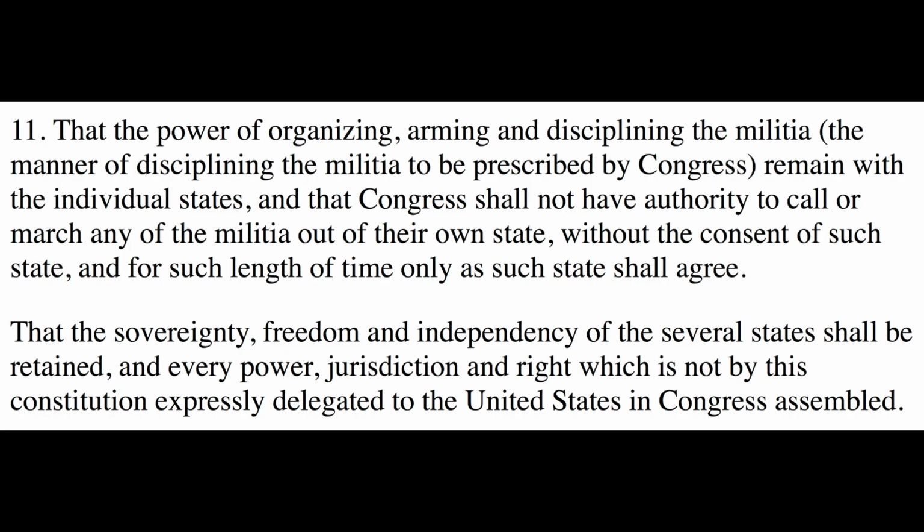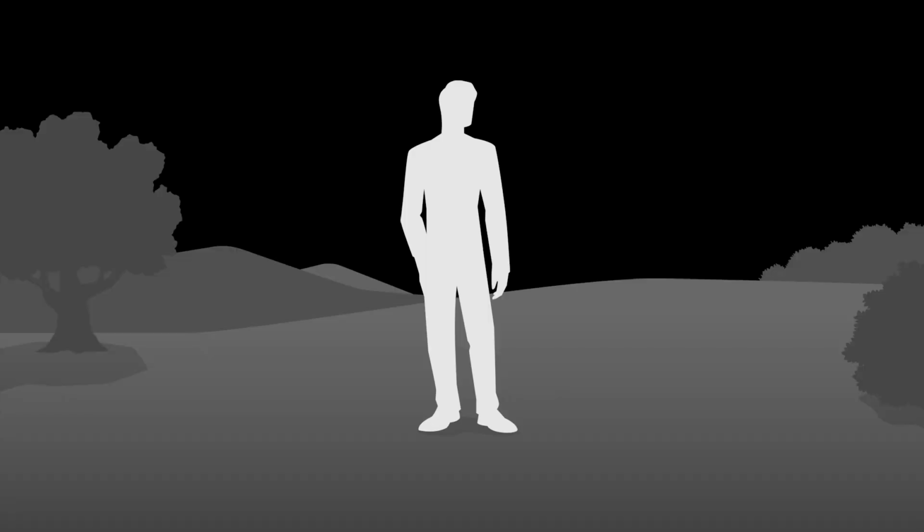So, moving on to number 11. That the power of organizing, arming, and disciplining the militia, the manner of disciplining the militia to be prescribed by Congress, remain with the individual states, and that Congress shall not have authority to call or march any of the militia out of their own state without the consent of such state, and for such length of time only as such state shall agree.